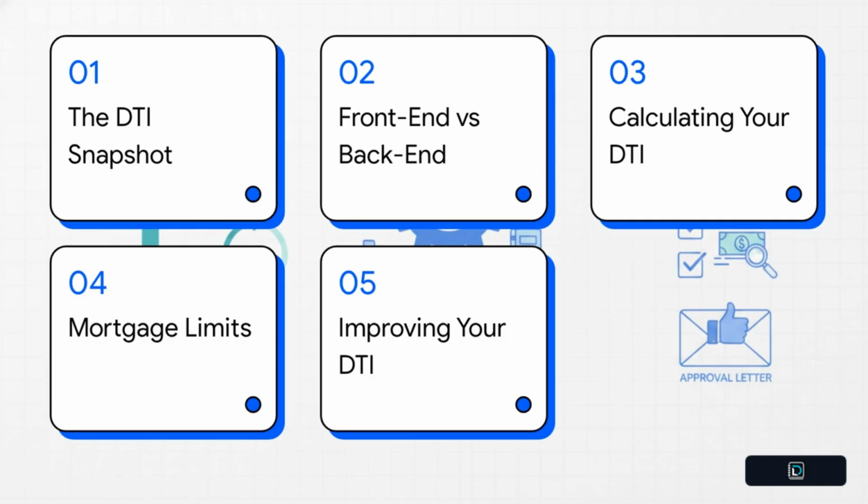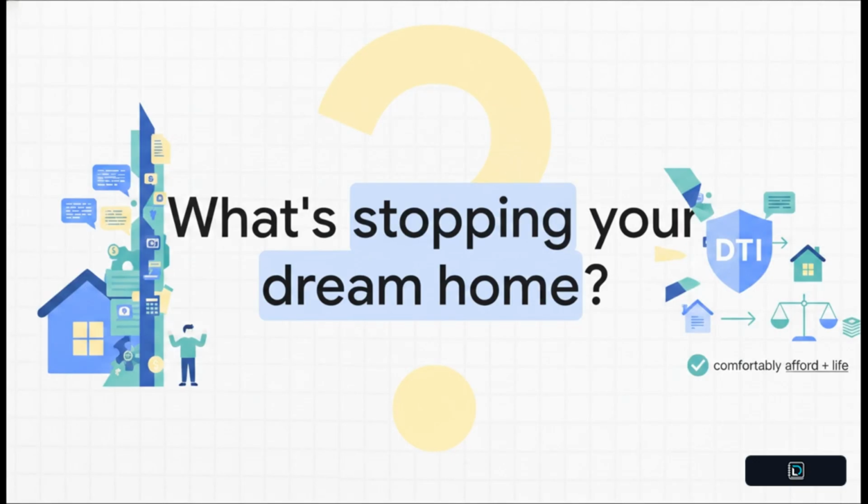Here's our roadmap for today. We're going to look at the DTI snapshot, compare the front-end versus back-end ratios, show you how to easily calculate your own numbers, explore modern mortgage approval limits, and finally, go over some ways to improve your DTI if it's running a bit high. So, what's really stopping you from getting that dream home?